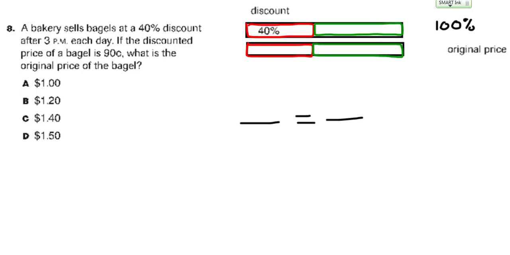A bakery sells bagels at a 40% discount after 3 p.m. each day. If the discounted price of bagels is 90 cents, what is the original price of the bagel?